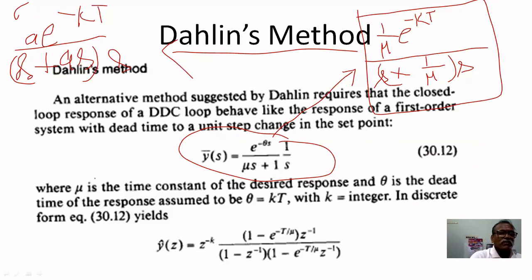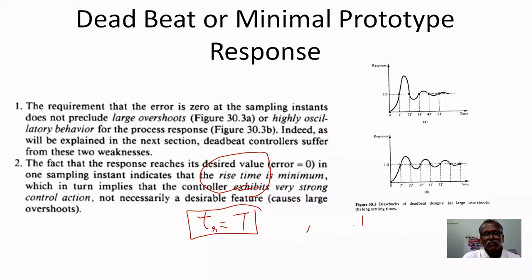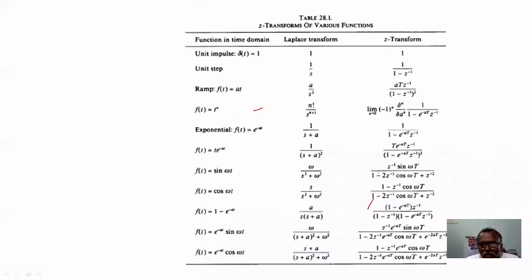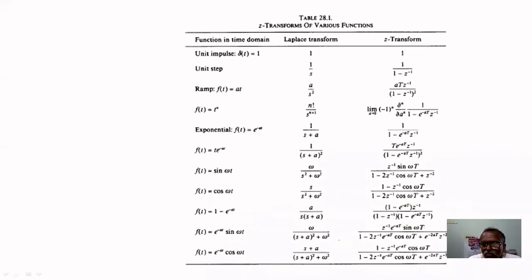So if you take this s multiplied by s plus a, what is the Z transform for this s into s plus a? You see that a upon a is there. That is 1 by mu. S is there. S plus a, that is s plus 1 by mu. What is the Z transform? This is the Z transform for the given expression, 1 minus e power minus aT. Here a equal to 1 by mu. Therefore T by mu z power minus 1 upon 1 minus z power minus 1 multiplied by 1 minus e power minus a equal to 1 by mu, T by mu z power minus 1.